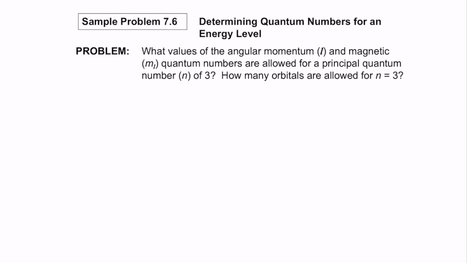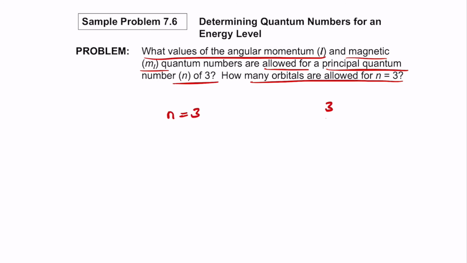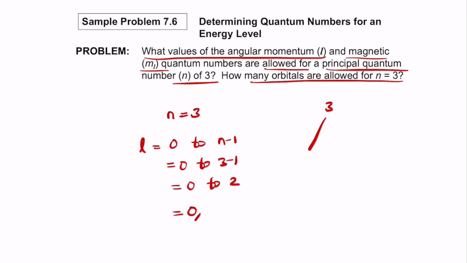So let's say we have: what values of angular momentum and magnetic quantum numbers are allowed for a principal quantum number of n equal to 3, and how many orbitals are allowed for n equal to 3? So let's start with n equal to 3. L is 0 to n minus 1, so 0 to 3 minus 1, which becomes 0 to 2, which is basically 0, 1 and 2.